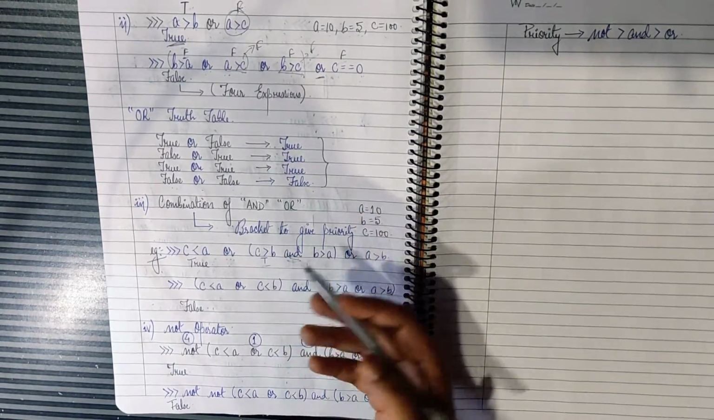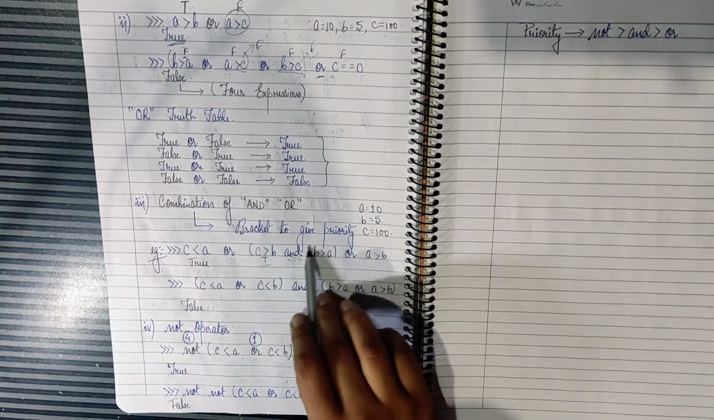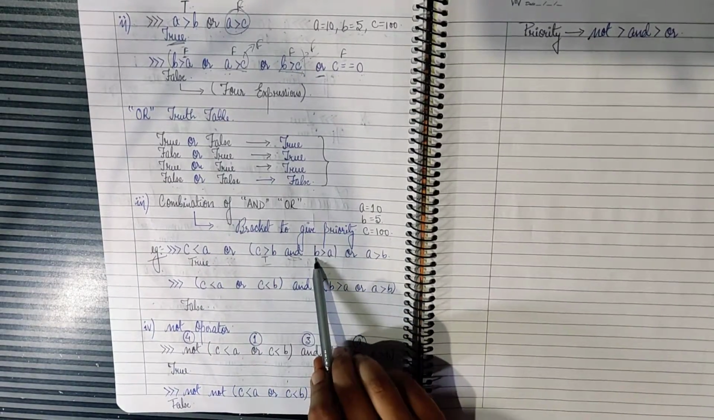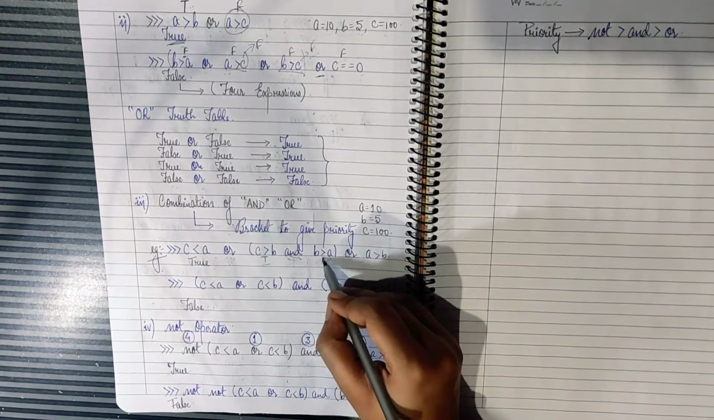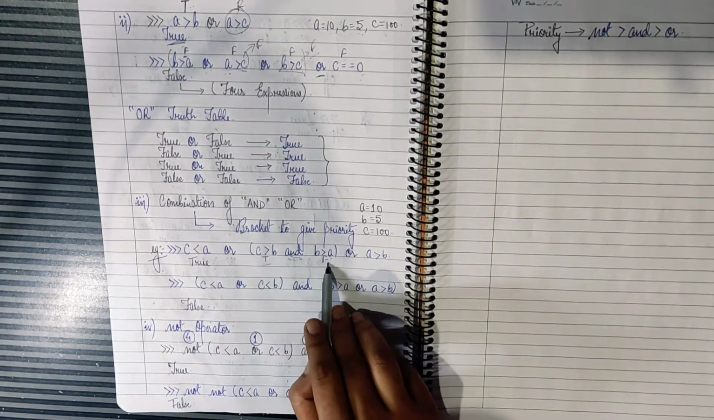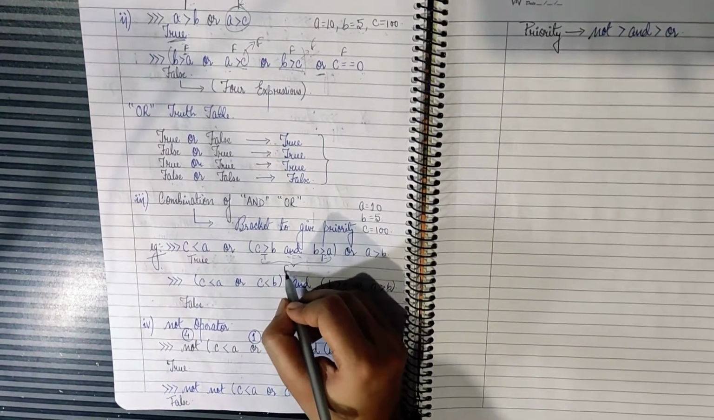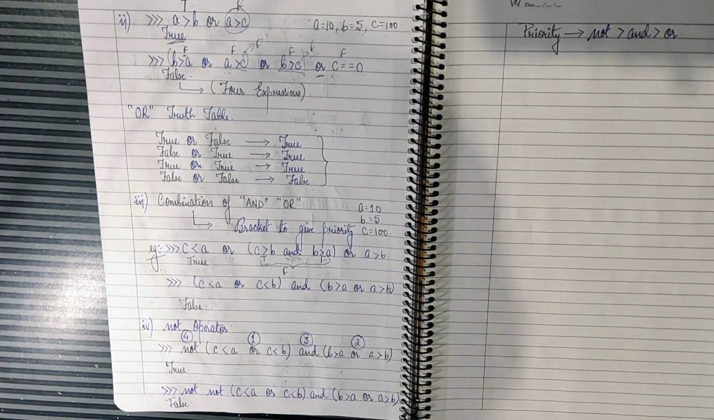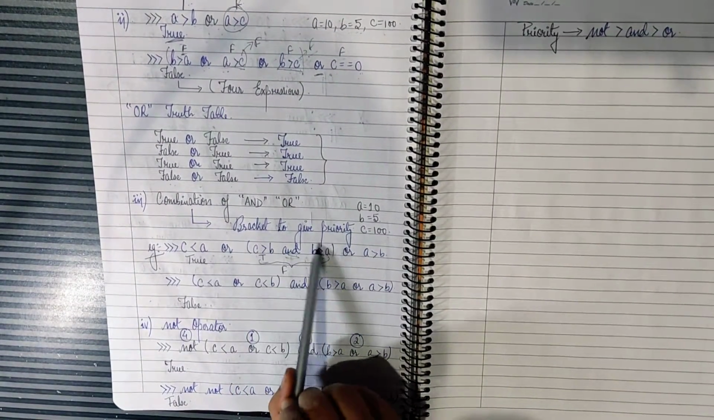If one is false, then no need to check the other one, but the first is true, so we need to check the other one. Now 5 is greater than A. Is 5 greater than 10? No, this statement is false. So true and false will return false. Okay, so it will return false here. So now this statement is false.